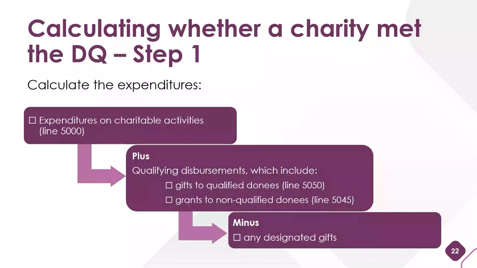But how does a charity know if it has an excess or a shortfall? Or in other words, how can a charity confirm if it's met its DQ? To do this, it needs to calculate its expenditures.